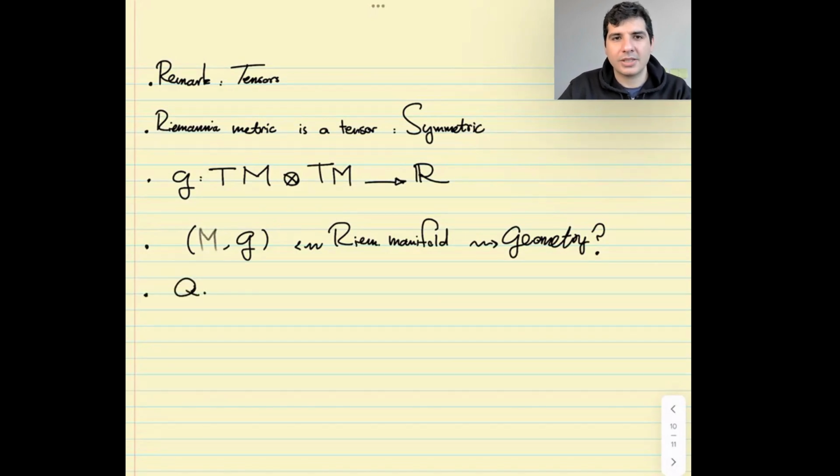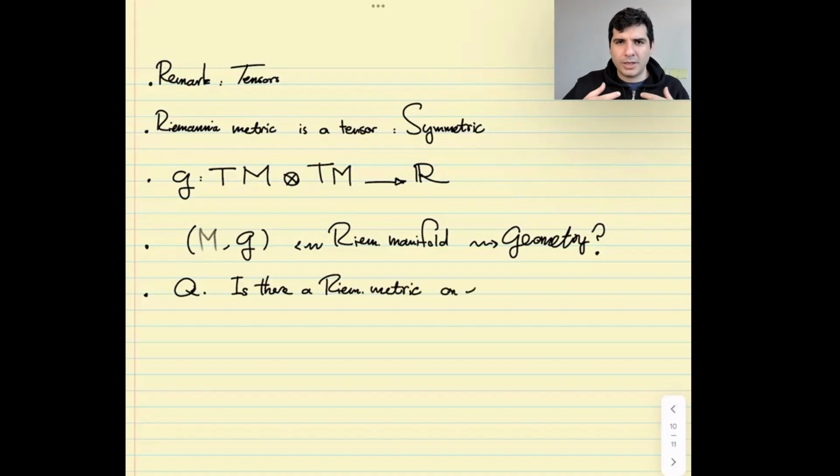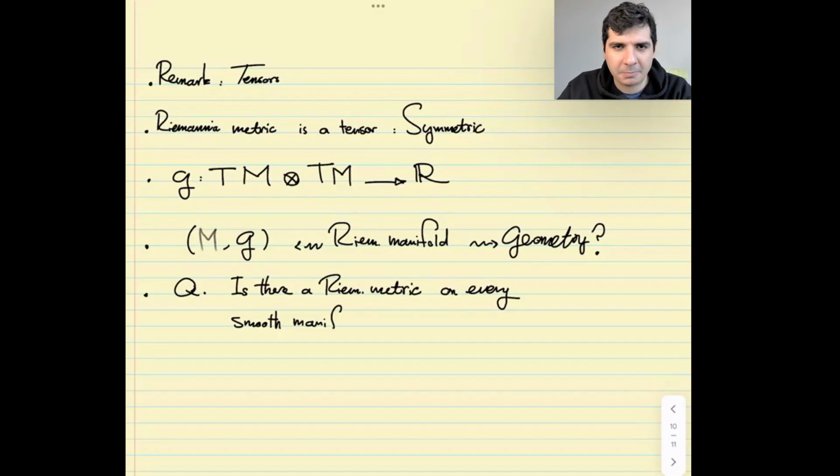Just a question to finish this lecture with. Start with a smooth manifold. Is there necessarily a Riemannian metric on a given smooth manifold? So, starting with the manifold, do we necessarily have a Riemannian metric on that? And is it unique, or are there many of them? Yeah, what do you think? So that's the question to close up this section with.